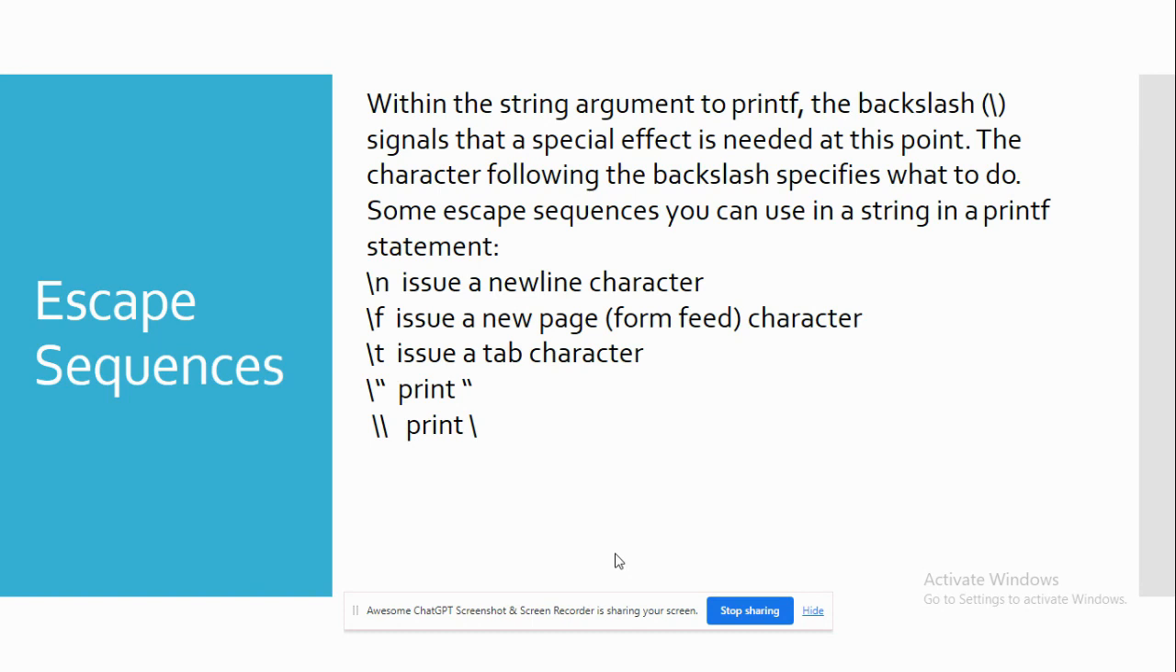Some examples of common escape sequences include the backward slash n, which is used to issue a new line character, the backward slash f, which is used to issue a new page character, the backward slash t, which is used to issue a tab character, and many others. For us to properly understand this, let's get into Code::Blocks and do an example.